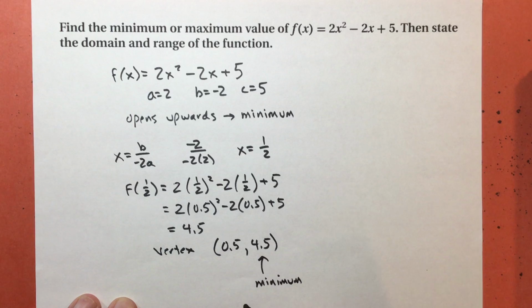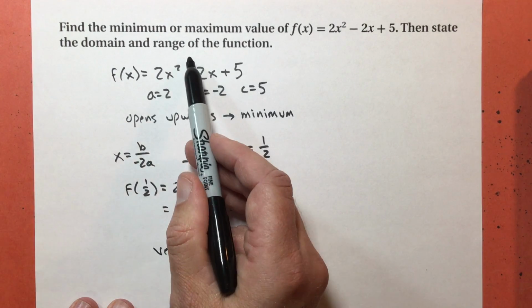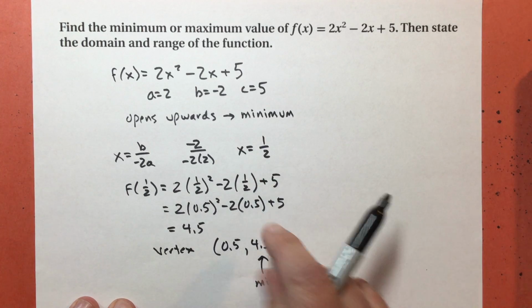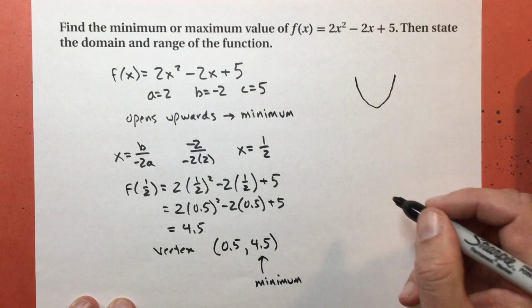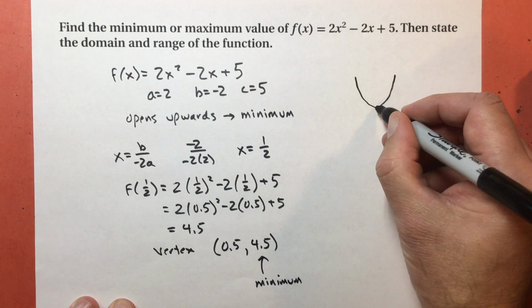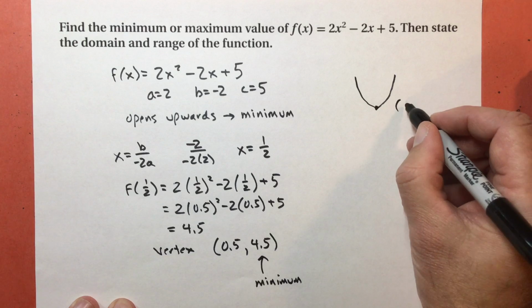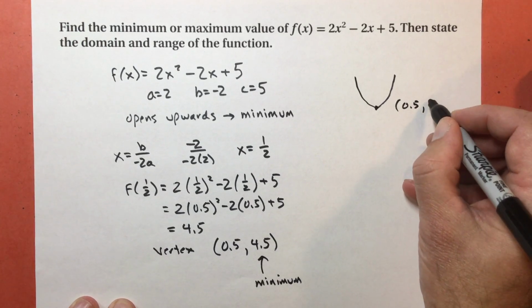Okay? Now, the other part of this says, what's the domain and what's the range? So I know my graph opens upwards, and my graph is going to look something like this. And I know this point right here, the vertex, is going to be 0.5 and 4.5.